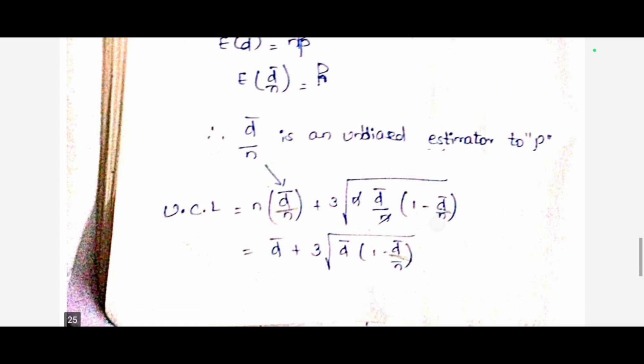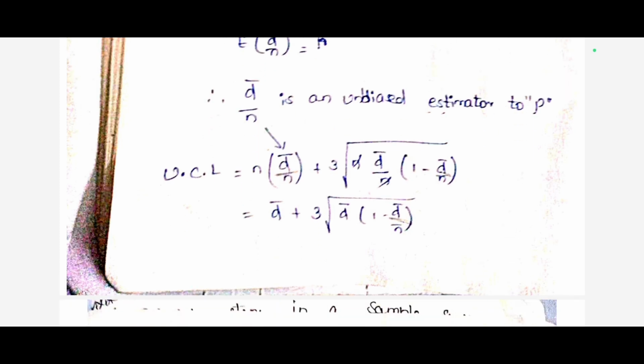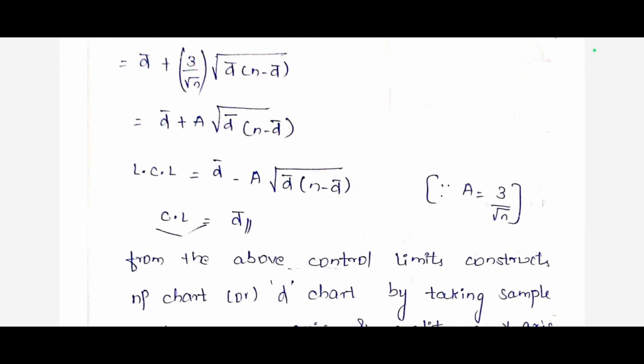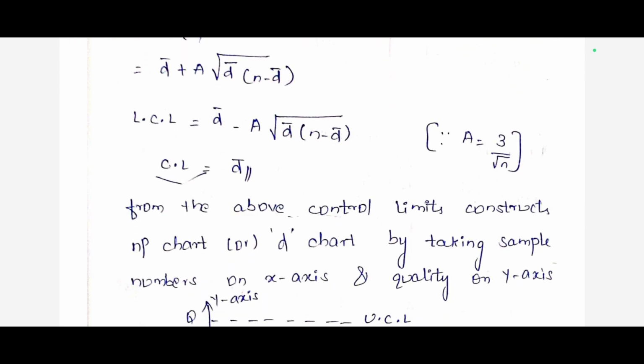So the expected value of d bar divided by n is equal to p. For the p value you can estimate: d bar divided by n is an unbiased estimator of p. So the 3 sigma control limits will become n into d bar divided by n, where n gets cancelled, d bar plus 3 into under root of d bar into 1 minus d bar divided by n. Very important. And LCL and CL you can also see. After that you can construct the D chart.